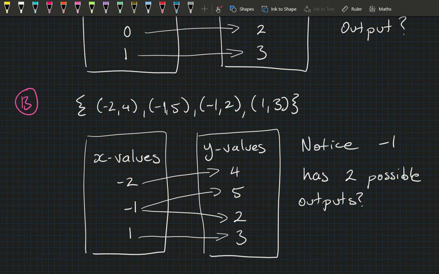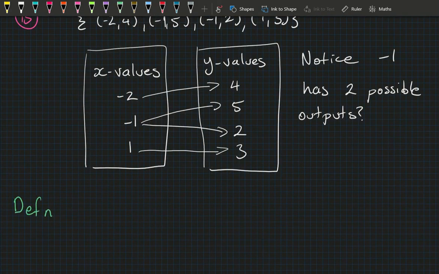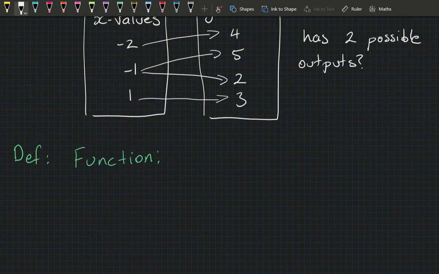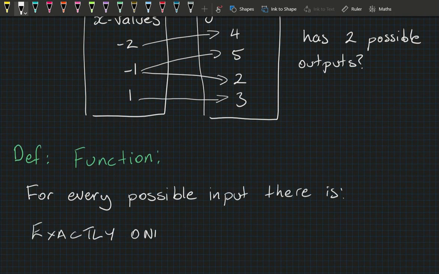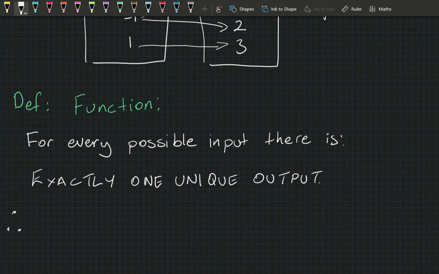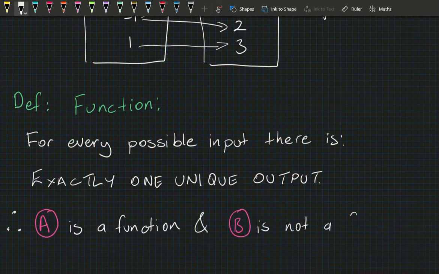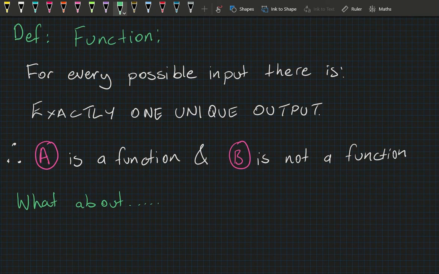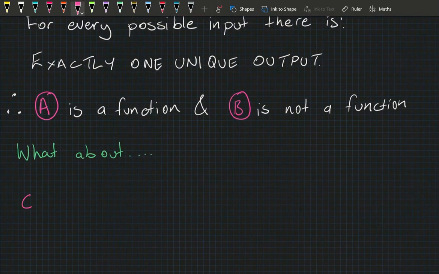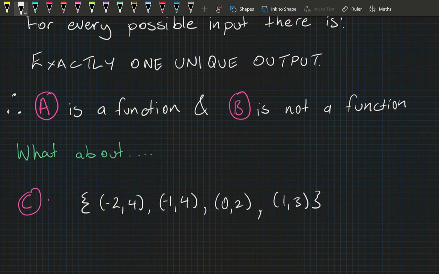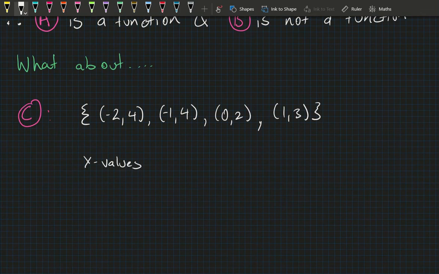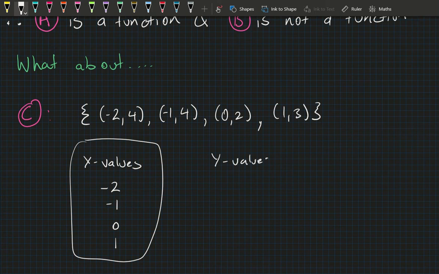Well, the focus of today is about a special type of relation called a function. And the definition of a function is, for every possible input, there's exactly one unique output. So that would mean the set A is a function and B is not a function. But what about the set C that has the values -2, 4, -1, 4, 0, 2 and 1, 3. It has x values -2, -1, 0 and 1, and the y values here are 4 and also 4, so we just write that once, 2 and 3.